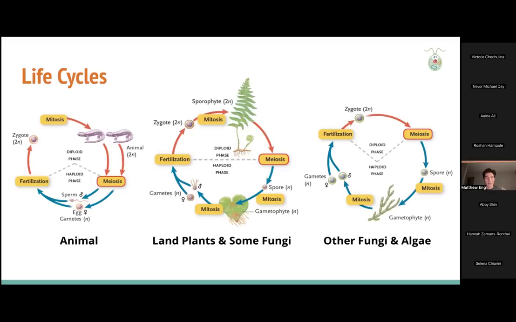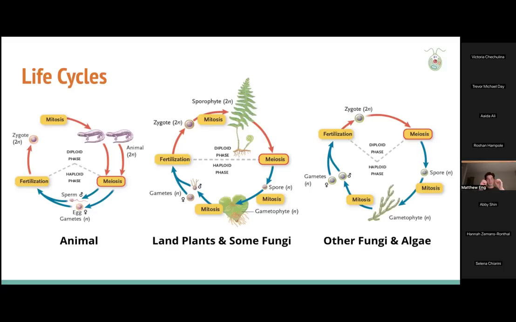So if we look at the animal, what we normally talk about for humans and what we intuitively know, we have two phases. We have the diploid phase and the haploid phase. The diploid phase is when we're only in our two n. So that's starting from the sperm and the egg, which come together and make our zygote. That's going to be diploid.